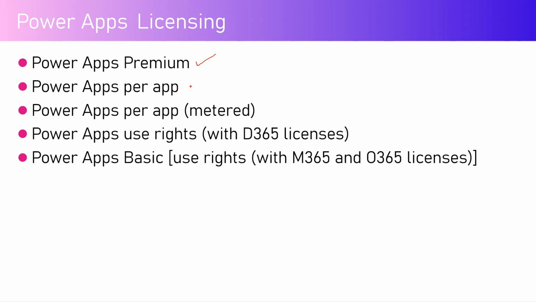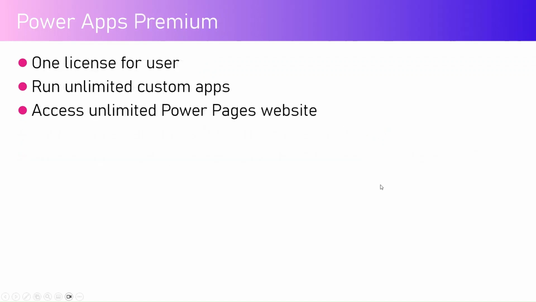Then you have Power Apps per app, which is only applicable for one app. Then we have Power Apps per app, but this one is metered; it is linked to Azure billing. Then you have Power Apps use rights with a Dynamics 365 license. You just have Dynamics 365 within your environment, and you get this Power Apps use right to use with Dynamics 365. And the last, Power Apps Basic, which you get with Microsoft 365 and Office 365 licenses. Okay, let's go into each of these.